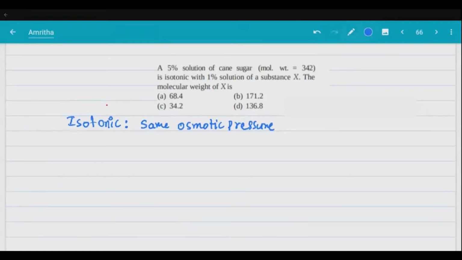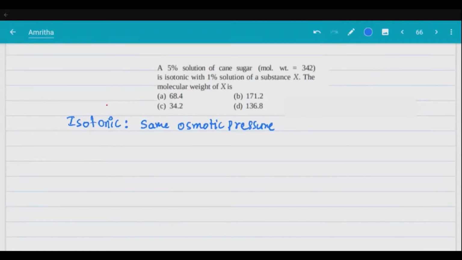So this is a very useful concept, even in biochemical reactions. A very simple example we can take. If a person is too weak, doctors will suggest a saline injection. Saline basically means aqueous sodium chloride solution and some other ions. So that pressure must be isotonic with blood pressure, then only it can be injected successfully.